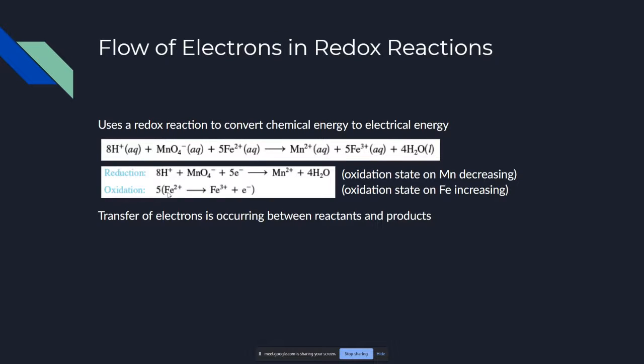And then finally, you can see here the coefficient for this half reaction is 5, so that the electrons cancel out. So in this half reaction, you have 5 electrons in the reactants, and here you have 5 electrons in the products, and that's why they cancel out and don't show up in our overall equation. But you should still be able to see that there is a flow of electrons happening in this reaction.